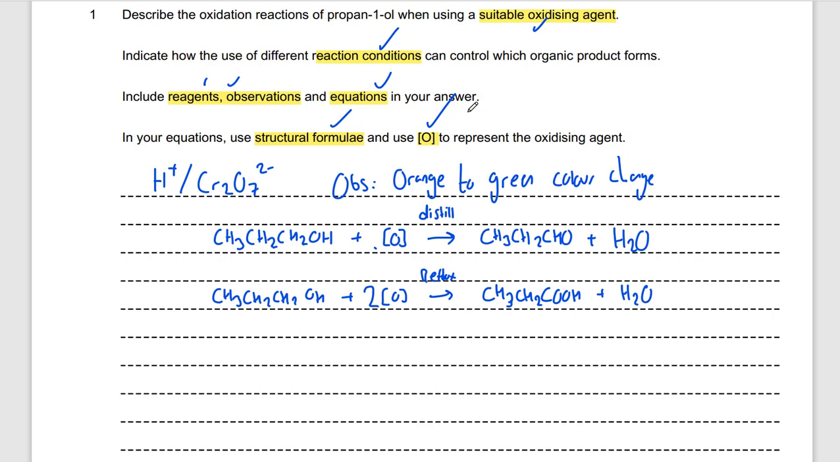So there you go then. I'm just going to do that one question because again the majority of these questions are all variations on a theme, and this is probably the hardest type of question you can get on this sort of topic, but once you understand the oxidation processes of alcohols, it is all hopefully relatively straightforward.